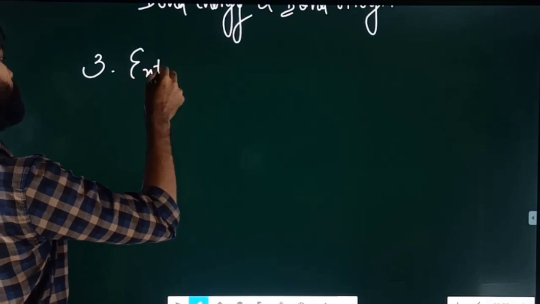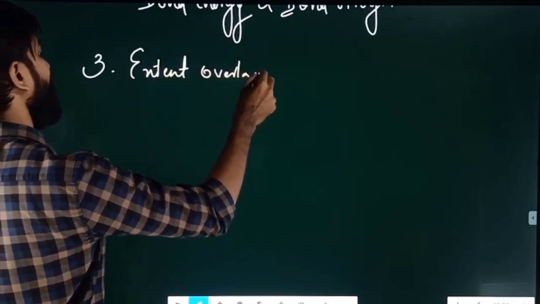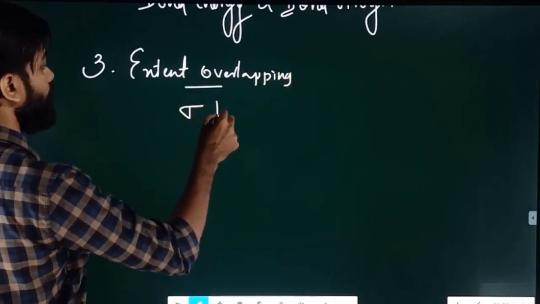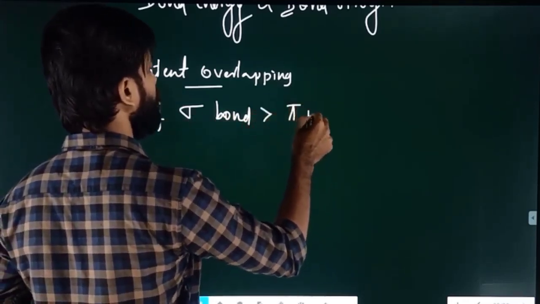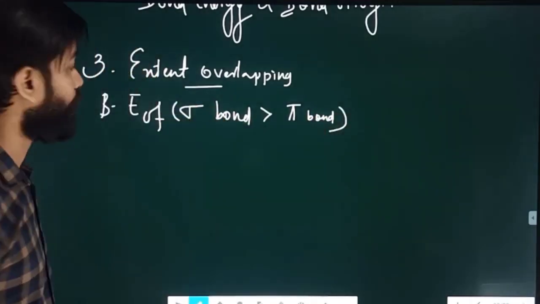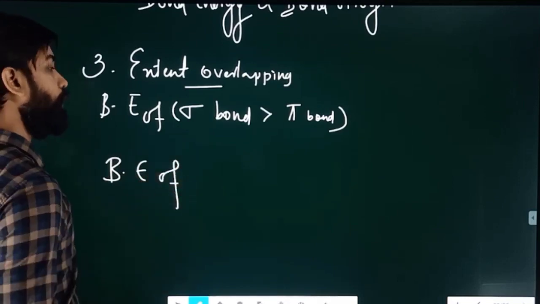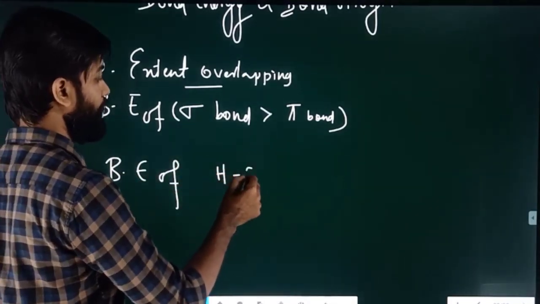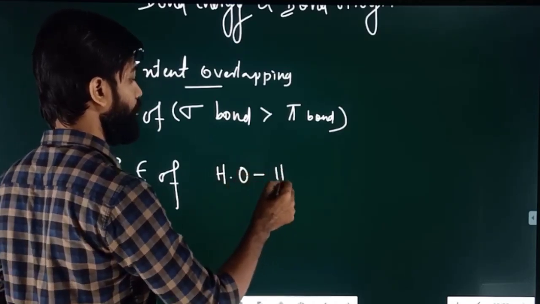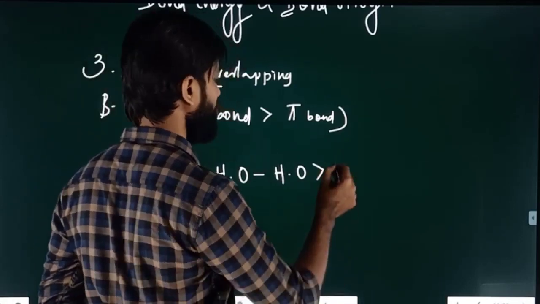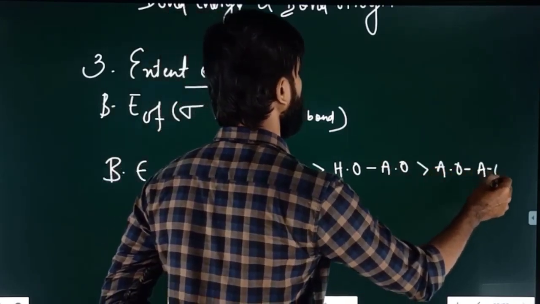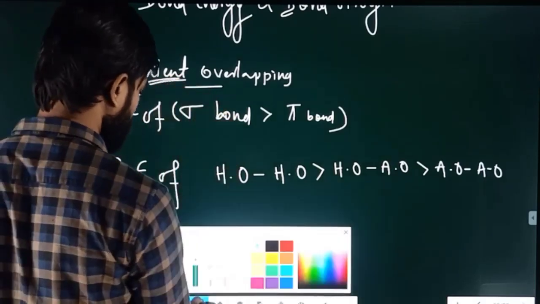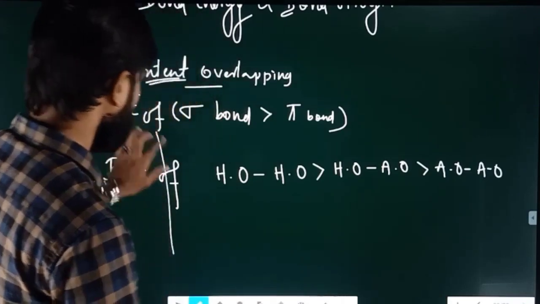Okay. The next, extent of overlapping. Okay. Bond energy of a sigma bond is greater than what? A pi bond. Since the sigma bond has a greater extent of overlapping, bond energy is greater. Overlapping between two hybrid orbitals is much greater than overlapping between a hybrid orbital and an atomic orbital, which is greater than between two atomic orbitals. And these all are based on the extent of overlap. Okay. Next.